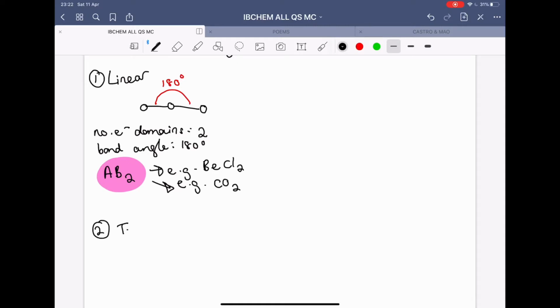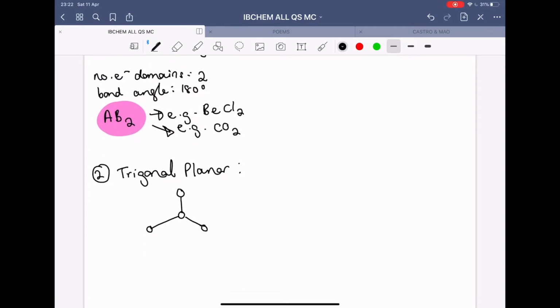The second geometry we've got is trigonal planar. I like to think trigonal planar looks something like a fidget spinner. It's really great to find visual things that help you remember certain pieces of information. So I'm thinking a fidget spinner here. The number of electron domains is 3 because we can see 3 lines, 3 bonds. The bond angle of trigonal planar is 120 degrees.